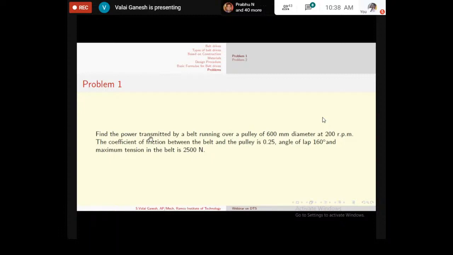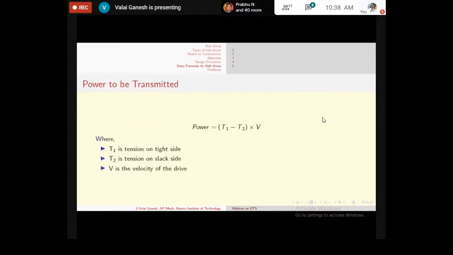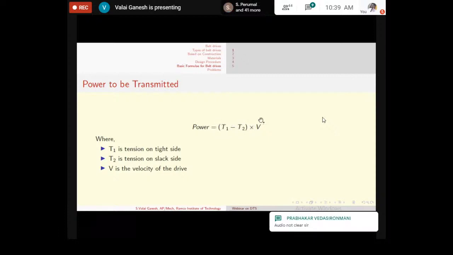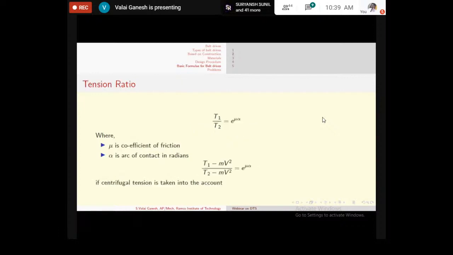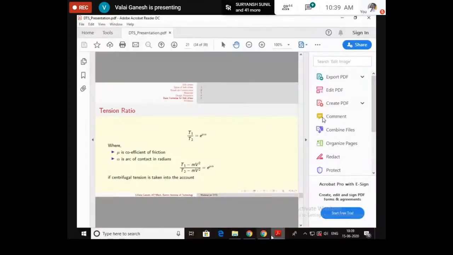The formula to calculate power transmitted, which we have already seen, is T1 minus T2 into V. We don't know the value of T1, T2, or V. V is directly calculated because diameter and speed are given. V is equal to pi dn by 60. V is directly calculated, but T1 and T2 we can't calculate directly. For that, we are going to use a couple of formulas from these slides. I switch over to another presentation.